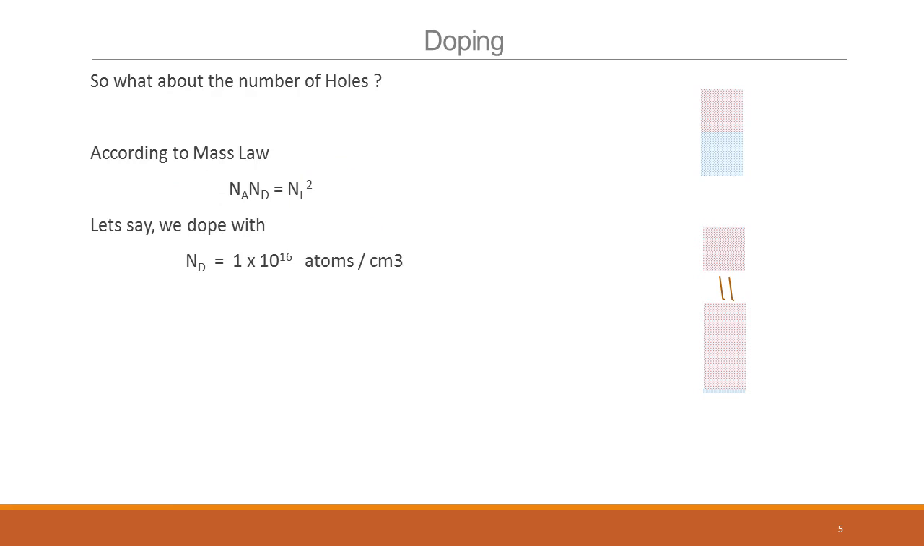So let's say when we dope Nd with 10 power 16, Na then becomes Ni squared, which is 1.5 into 10 power 10 squared, divided by 10 power 16, which is 2.25 into 10 power 4. So the number of holes is dramatically reduced. The number of electrons significantly increased, 6 orders of magnitude, but the number of holes proportionately decreased, another 6 orders of magnitude. Ideally, you would expect all the holes to go down to 0, because you put so many electrons that some of them will have combined with the holes.